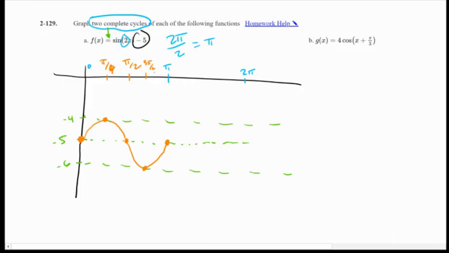So this becomes 3 pi over 4. This is going to be 5 pi over 4, 6 pi over 4, which is the same thing as 3 pi over 2, 7 pi over 4, and then 8 pi over 4 is 2 pi. So again, to mark the second cycle here, I got here.